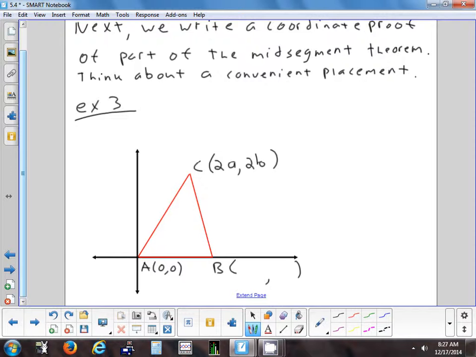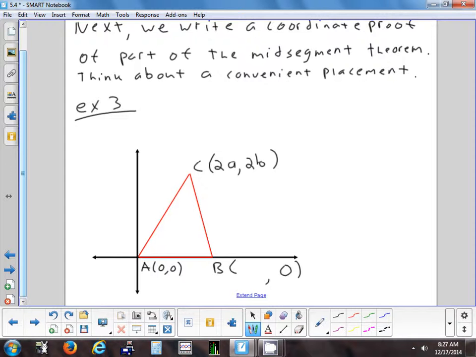What's the y value going to be for coordinate B? 0. It's going to be 0 because it's on the x-axis. You haven't gone up or down. Good. Now, what would be a nice number we could have for the x value?